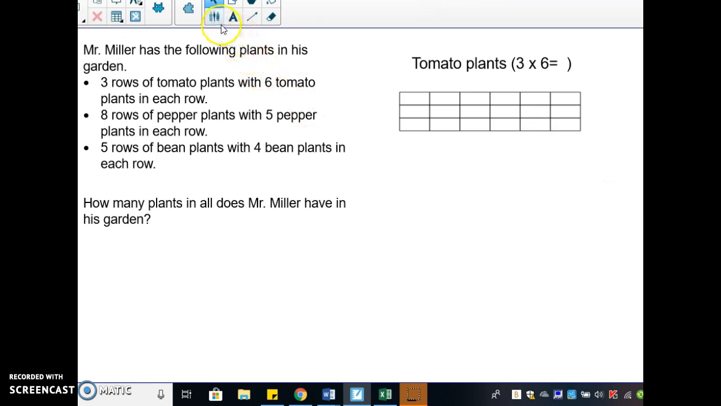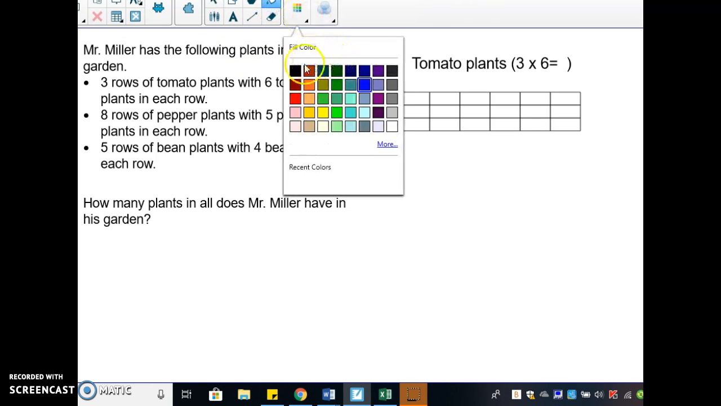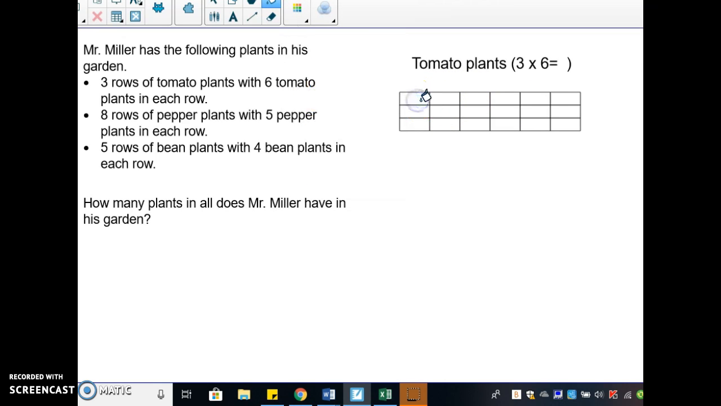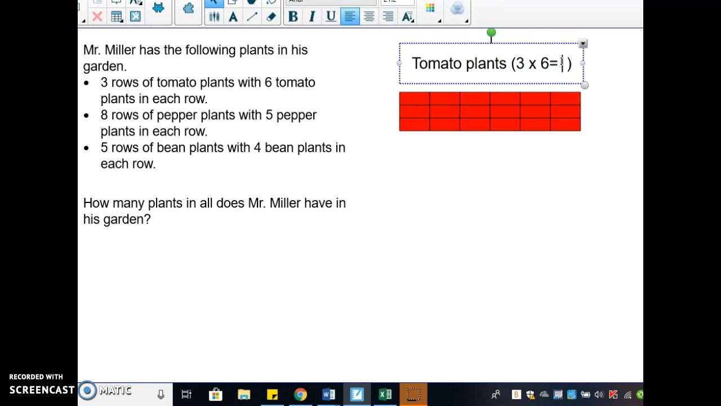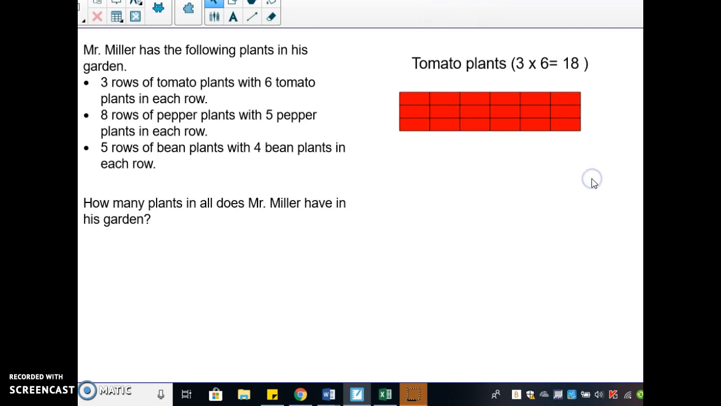So I think to make this kind of easy for myself, I want to count. So I know, let's see, 3 times 6. That's 3, 6, 9, 12, 15, 18. Oh, so 3 times 6 equals 18. Okay, so that's the first part.